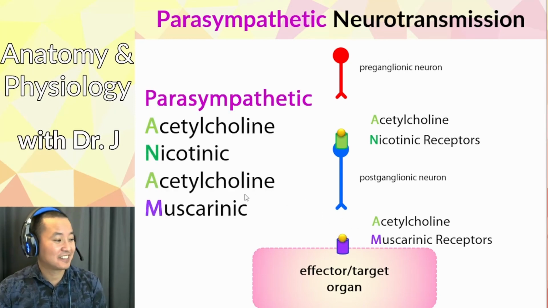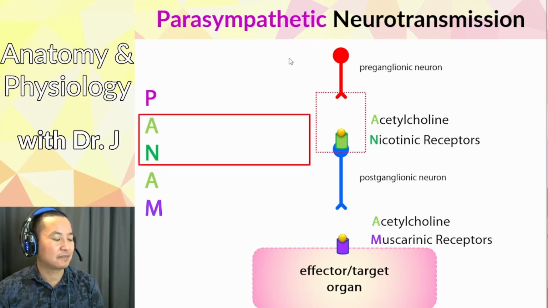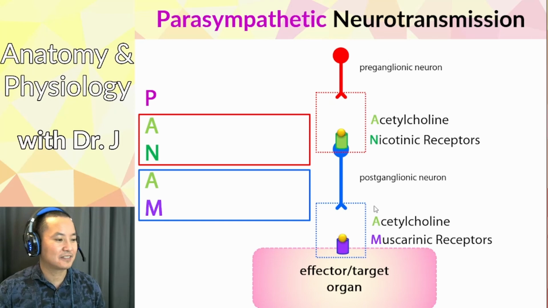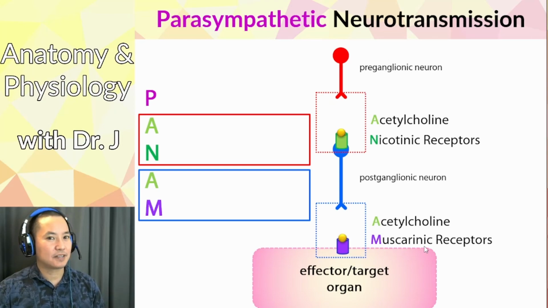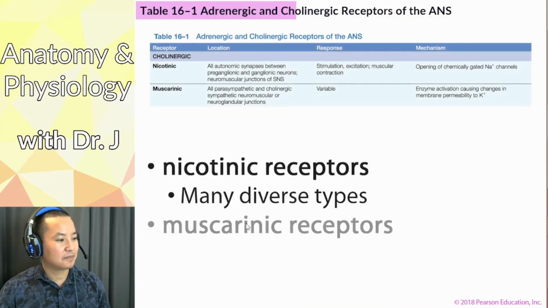And luckily the mnemonic is a little easier here. This is why it's PAM, because why? You have parasympathetic up there, and then the P-A part refers to this acetylcholine binding to nicotinic receptors. And this part right here, the M part, refers to acetylcholine binding to muscarinic receptors. The acetylcholine is being released by the postganglionic neuron, and muscarinic receptors are on the surface of tissues or organs that respond to parasympathetic activity. Now, nicotinic receptors, there are many types.